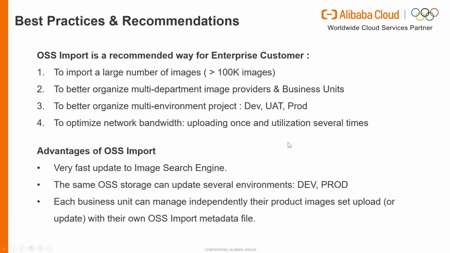The OSS import is very useful for the user who uploads more than 10,000 images. You can keep all the images in one environment and reuse them. You don't have to re-upload them to different environments. And you can manage them for different entities of your company, because all of them can manage their own folders on OSS import. And OSS import is much faster than API import.